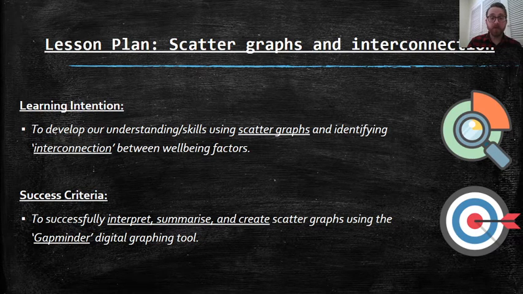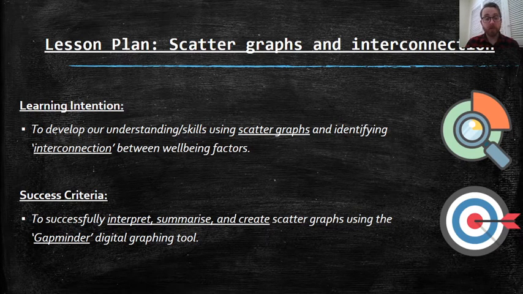And in geography, you can measure interconnection between well-being factors by looking at scatter graphs, so visual representations of data. Our success criteria is to be able to successfully interpret, so to read them, to summarize, to describe them, and then to create our own scatter graphs using the Gapminder digital graphing tool.